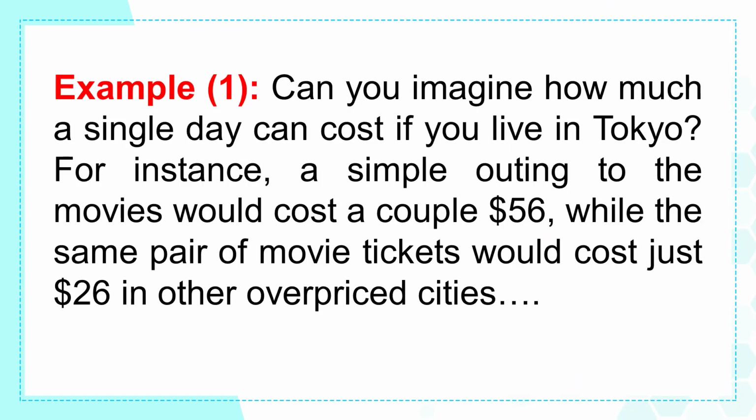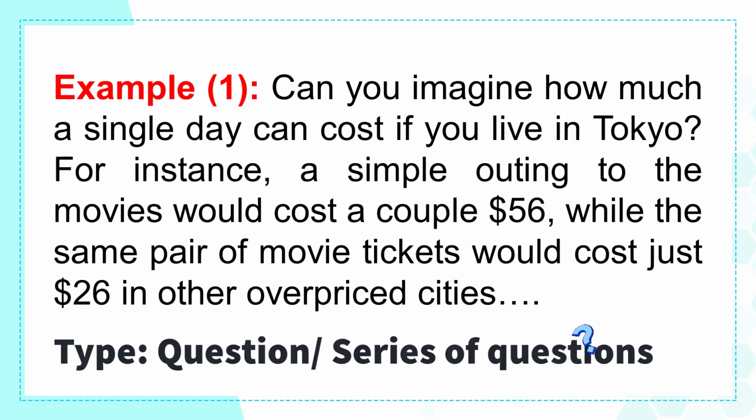Look at the first example. Can you imagine how much a single day can cost if you live in Tokyo? For instance, a simple outing to the movies would cost the couple $56, while the same pair of movie tickets would cost just $26 in other overpriced cities. What did the writer start by? Good job, he started by a question. Did you feel eager to know the answer for this question? So what's the type? That's correct, using a question or a series of questions.